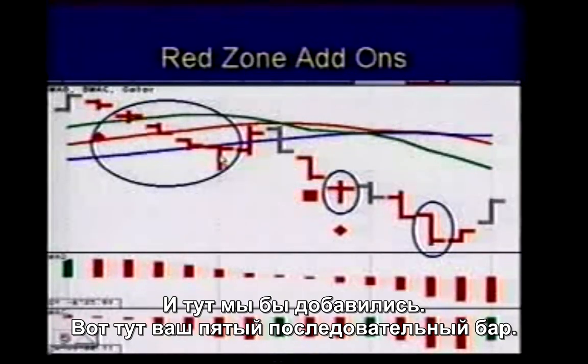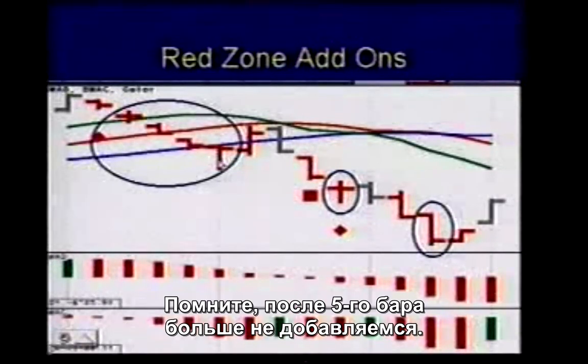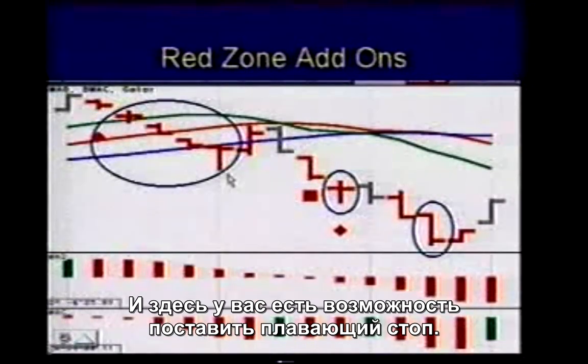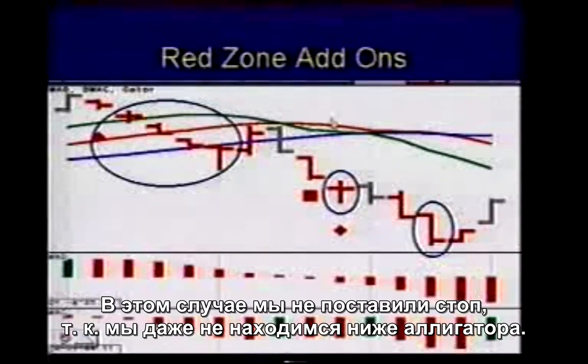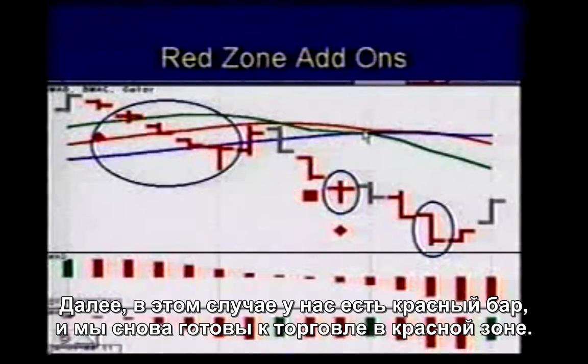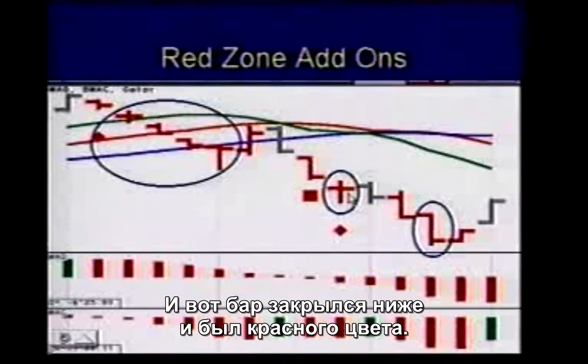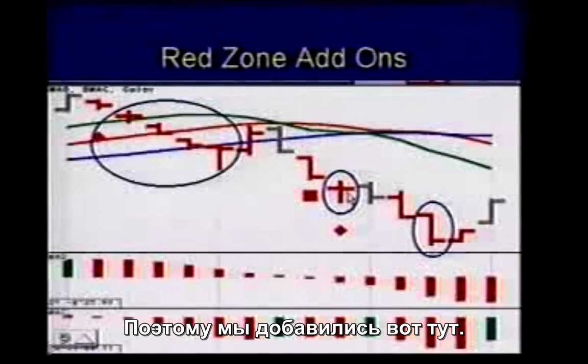This is your 5th consecutive red bar here. No more add-ons after 5, remember. 5 consecutive bars. You cannot add on, and you always have a choice after 5 whether or not you want to place a trailing stop. In this case, we didn't because, look, we weren't even below the gator yet. But in this case, you have another red bar here, so we, again, are ready to set up for another zone trade. 1 tick below the close, stop close only for the next day. And it did close lower, and it was red, so we added on here.